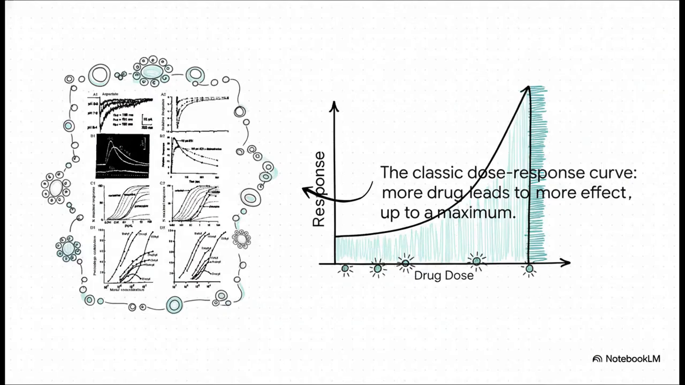And of course, scientists have a way to visualize this. It's called a dose-response curve. So you can see here, as you increase the dose of the drug, that's the line along the bottom, the response from the body gets stronger and stronger. But look, it doesn't just keep going up forever. Eventually, it levels off. It hits the ceiling, and that's the absolute maximum effect you can get.